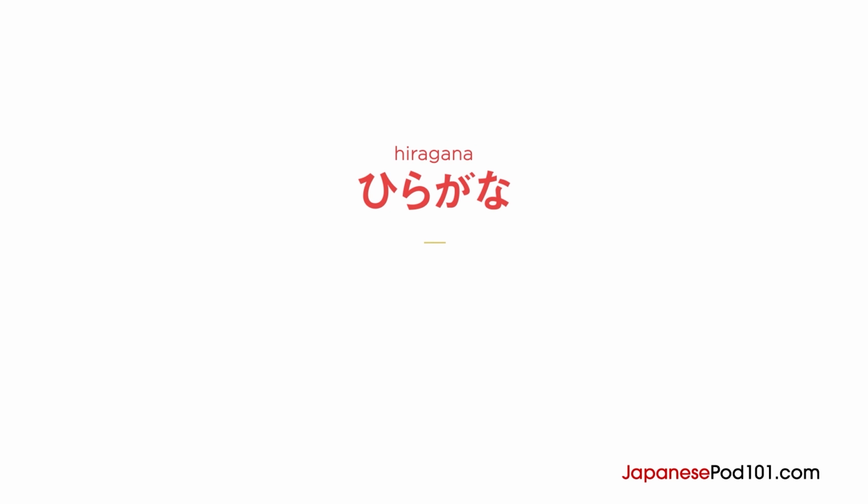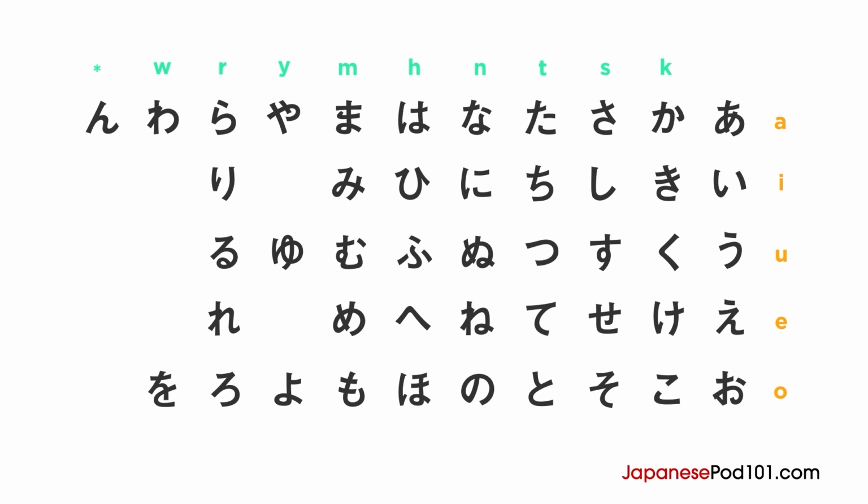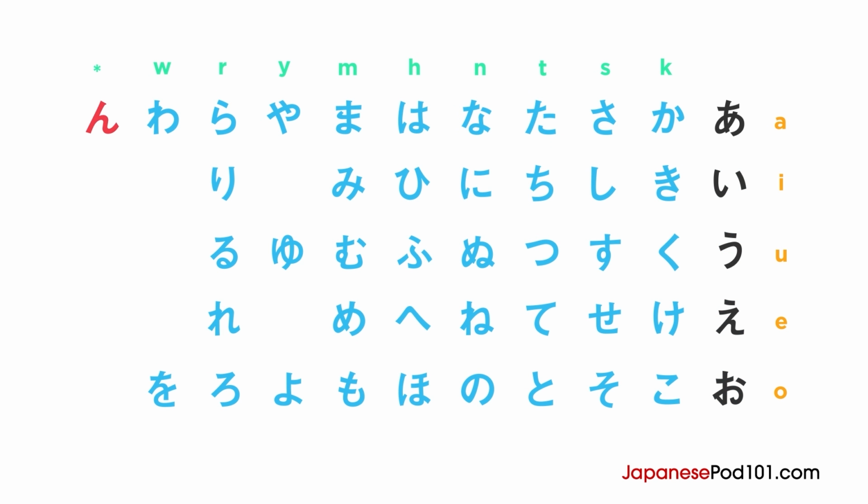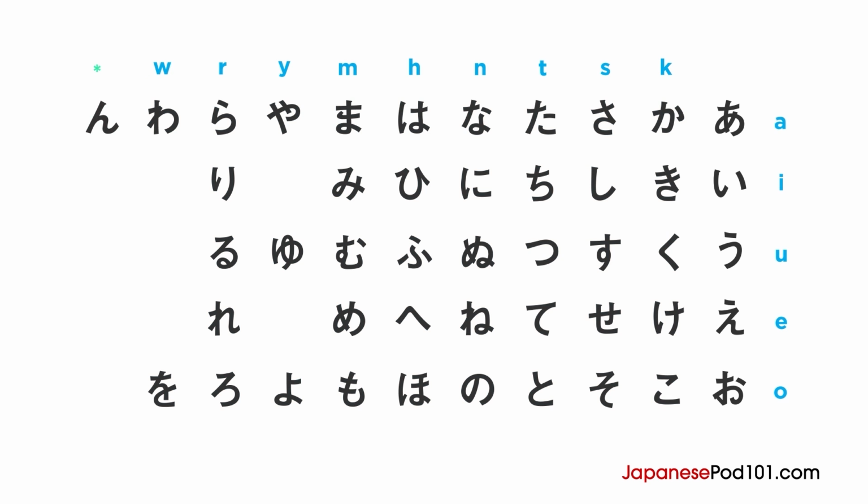Hiragana is like the basic Japanese alphabet. Instead of 26 letters, however, we have 46 characters. Each character represents one syllable. These 5 characters, for example, represent the 5 vowels in Japanese. A, I, U, E, O. All other characters, except for one, are made up of a consonant and one of these vowels. Ka, ki, ku, ke, ko, sa, shi, su, se, so.